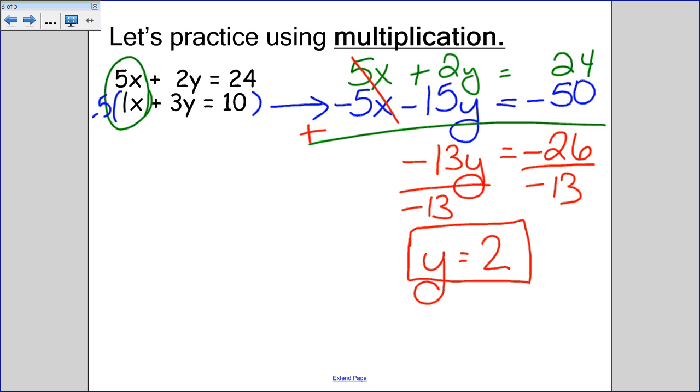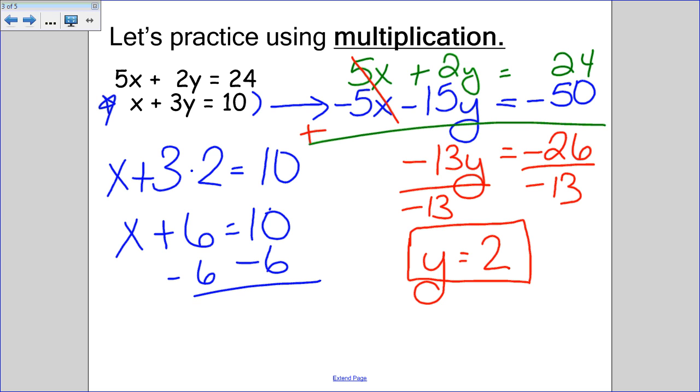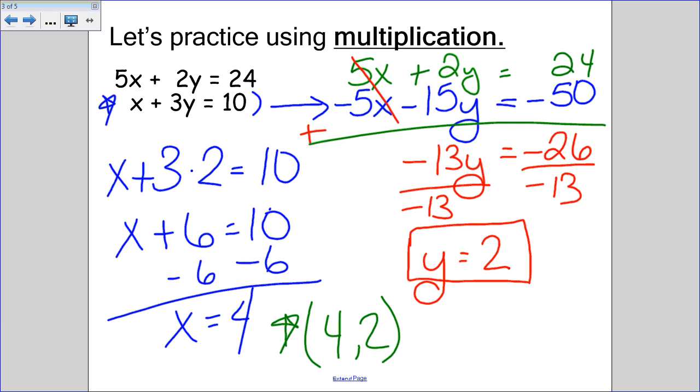Okay, let's pick an equation to plug it back into. We look at our original equations here. I think that we should try our second one. We're going to have x plus 3 times, well, 2, because 2 is our y, equals 10. Or we have x plus 6 equals 10. If we subtract 6 from both sides, you get that x equals 4. Your new solution to your system is the point (4, 2). That's our (x, y).